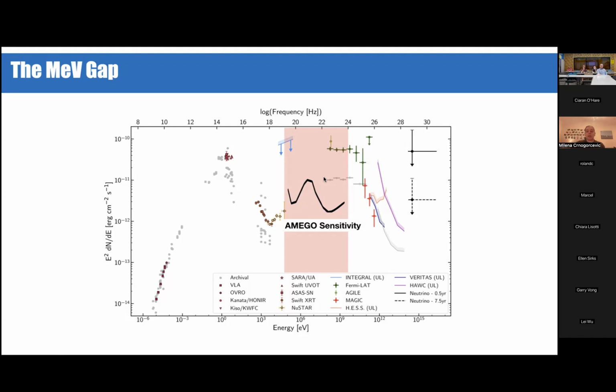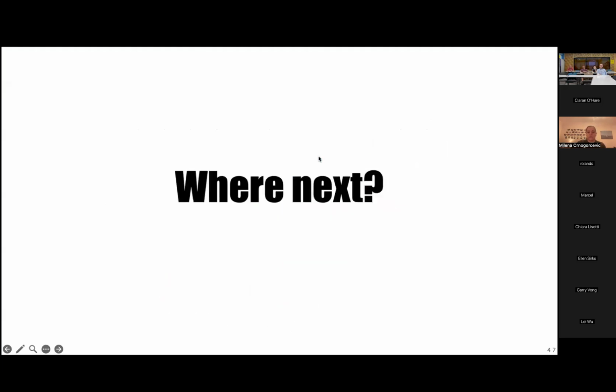And as such, I think it's of incredible importance to get together as a community and figure out a way to push for an MeV, or really a gamma ray, instrument to be covering this energy range.